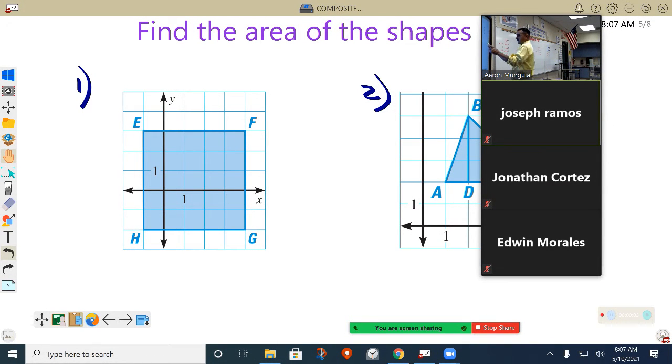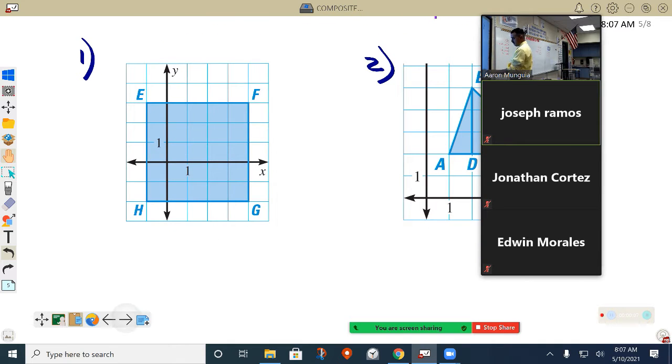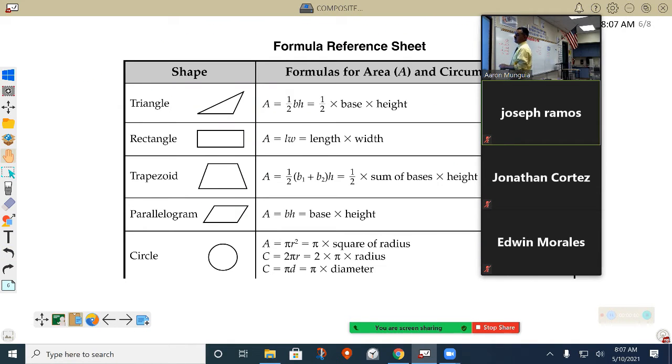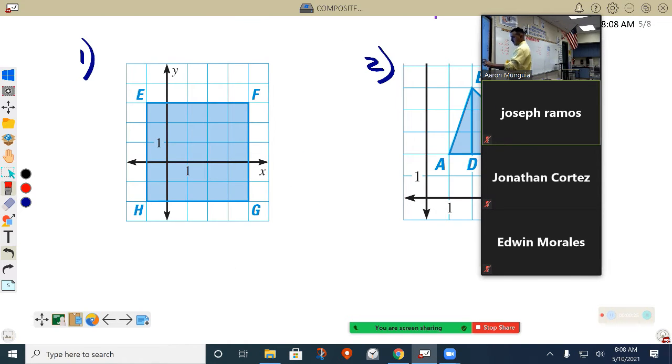The area of a square: a square is like a rectangle. Remember our formula sheet of the five basic shapes? A rectangle is just like this. A square is a kind of rectangle. The difference is that all the sides of a square are the same, but it's still like a rectangle. So I'm still going to use a length times width formula. So watch. Area equals length times width.